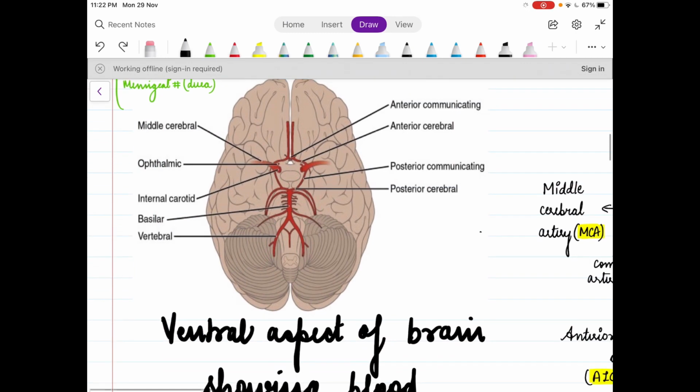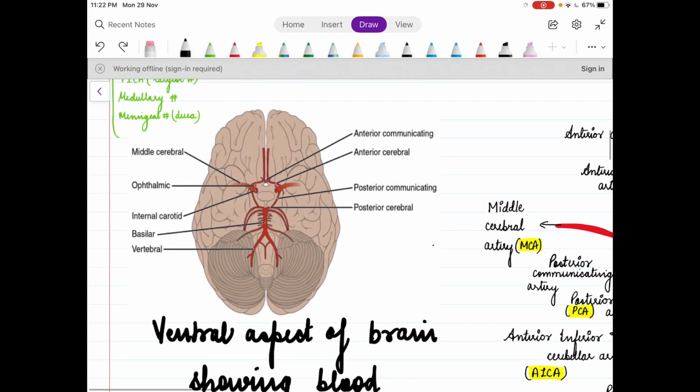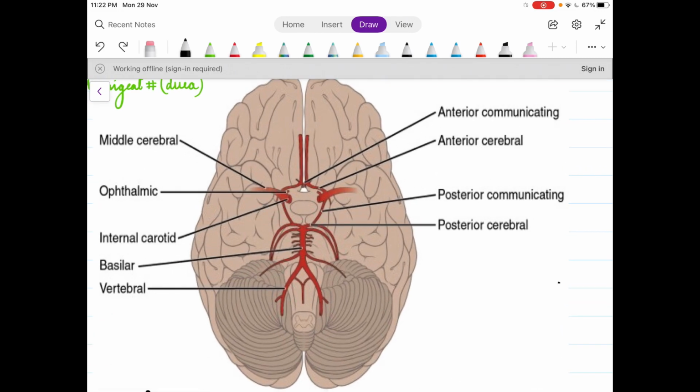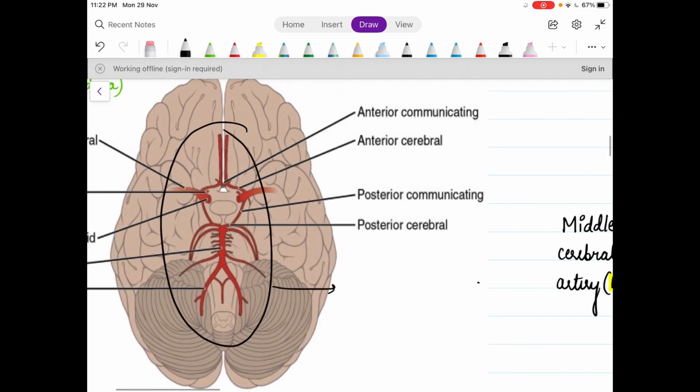So let's now talk about this image showing the ventral aspect of the brain, showing the major blood supply of the brain. The one thing I need to talk about is that these major arteries supplying the brain are present in the subarachnoid space.